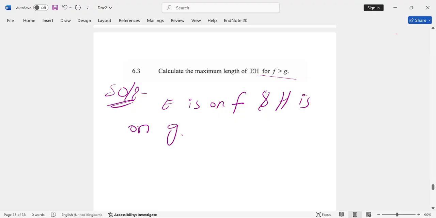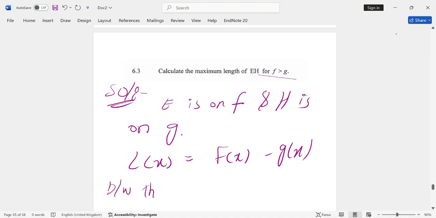So the length L of x is f of x minus g of x. So we must find the maximum value of this function L of x between the intersection points, that is between x equals minus 1 and x equals 3. Okay.